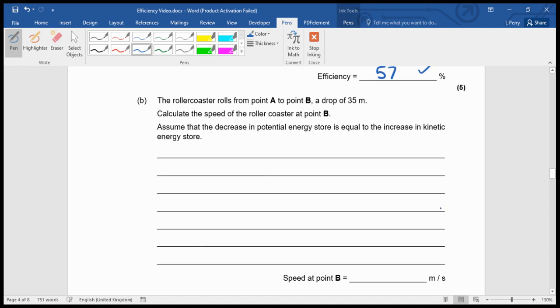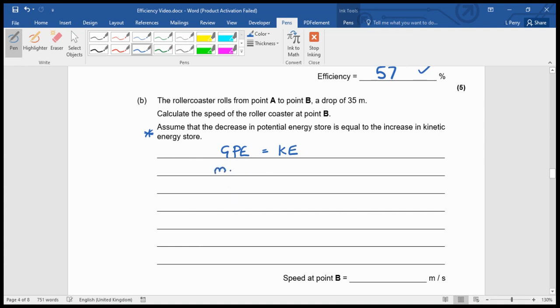Now let's have a look at one final question. The roller coaster rolls from point A to point B, a drop of 35 meters. Calculate the speed of the roller coaster at point B. Assume that the decrease in potential energy store is equal to the increase in kinetic energy store. Now, this sentence tells me what to do. So the decrease in potential energy, which I know is gravity, is equal to the kinetic energy.